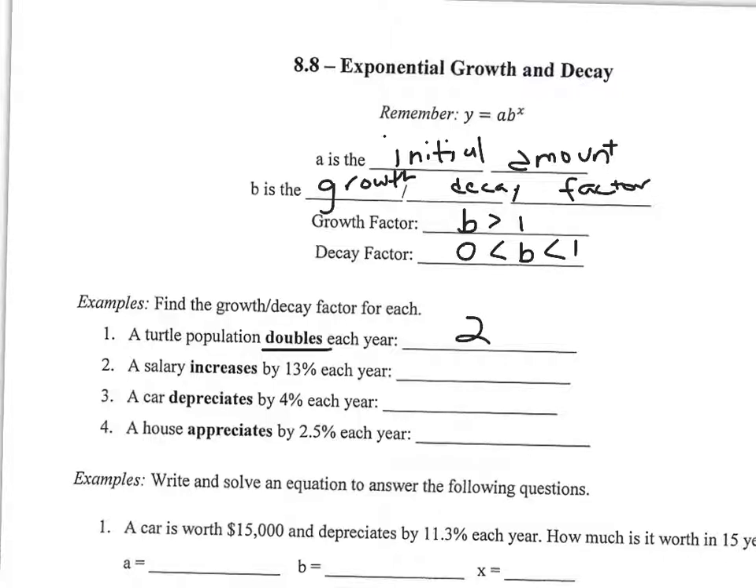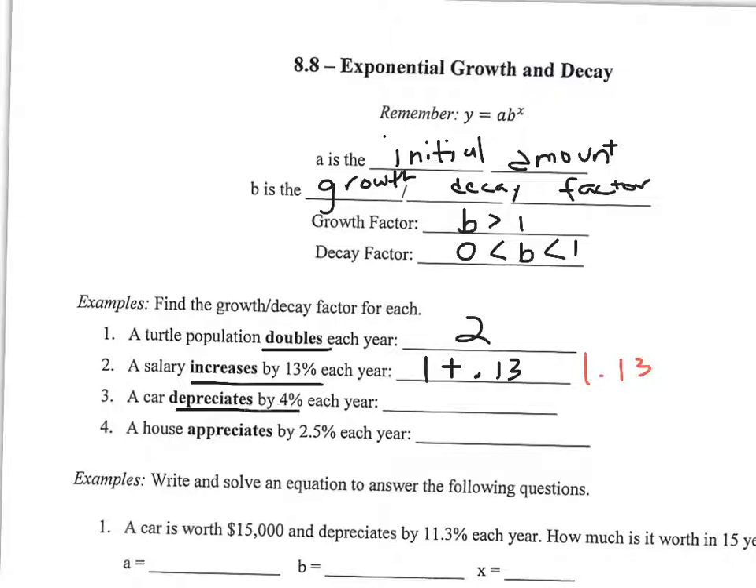Now, it gets more difficult when you're talking about percents. So if something is increasing by 13% more, it means if you had 100% of your salary and it increased by 13%, then it would go up to 113%. So what I do is I base everything around 1. If it's increasing by 13%, I do 1 plus 0.13, because if you multiply a number by 1, it doesn't change the number. So the growth factor is going to be 1 plus 0.13, which is 1.13. That's the growth factor.